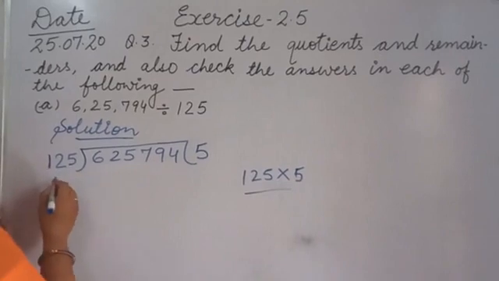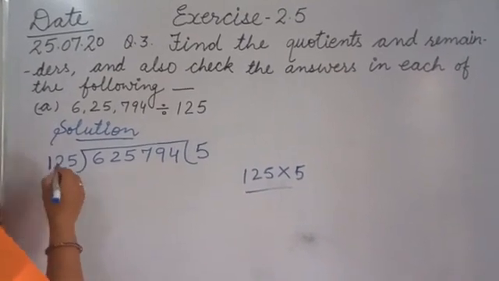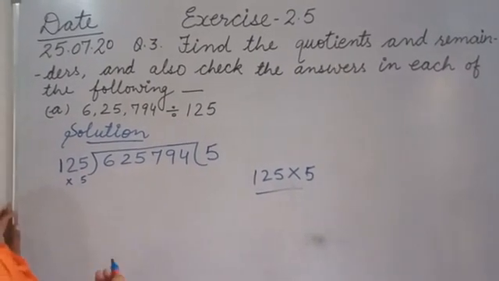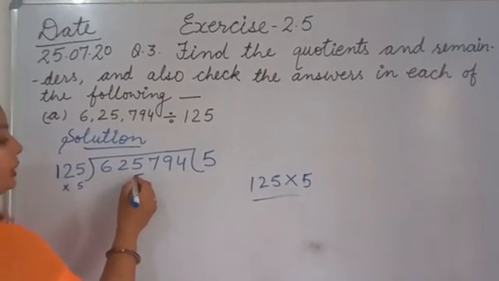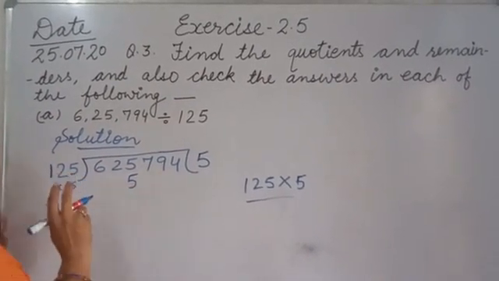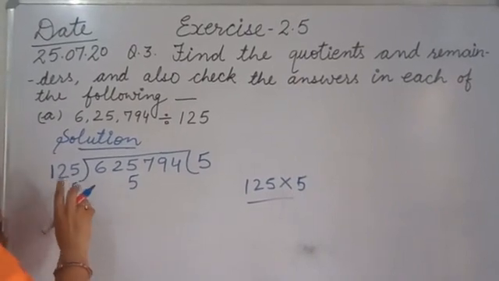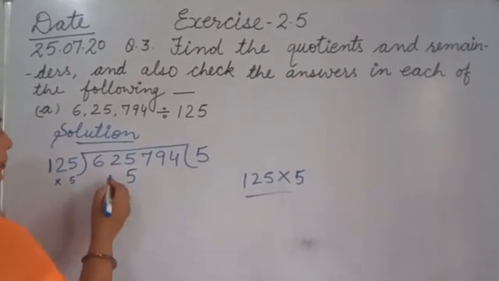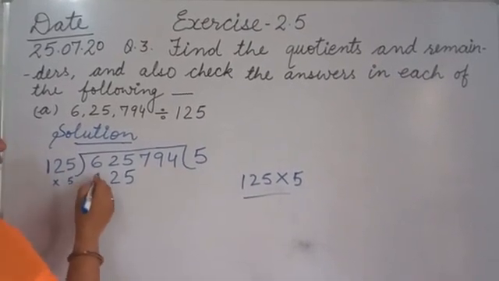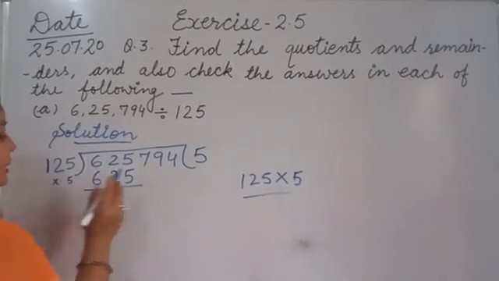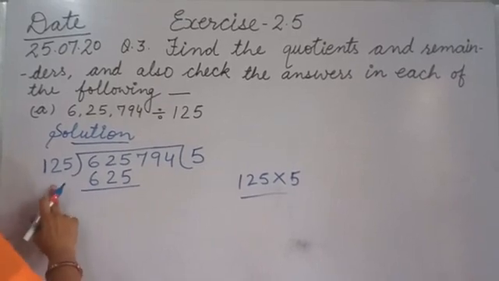Now we should multiply it by 5, so we will make the table. Multiply by 5 and write that number here. 5 5's are 25. 2 goes carry. 5 2's are 10. 10 plus 2, 12. 1 goes carry. 5 1's are 5. 5 plus 1, 6. So we make the table and we write the answer here.